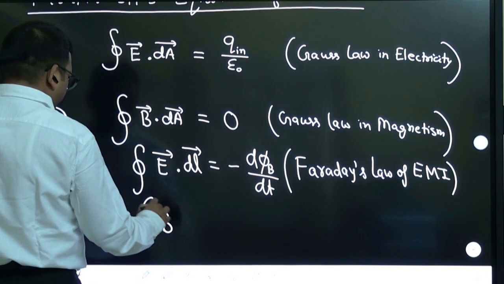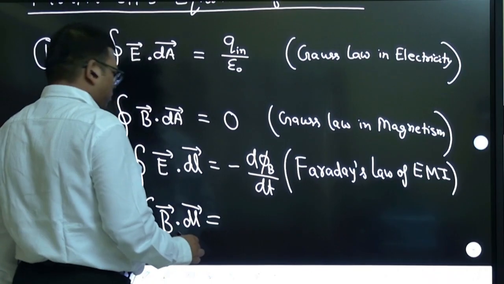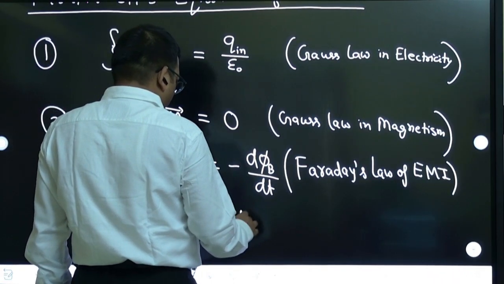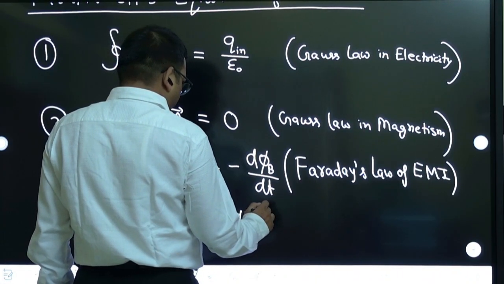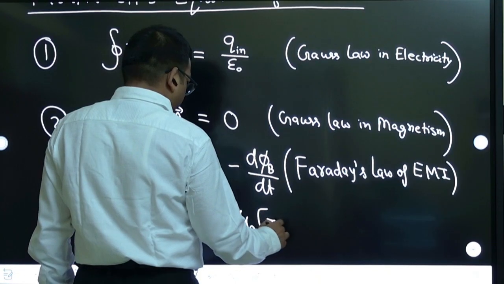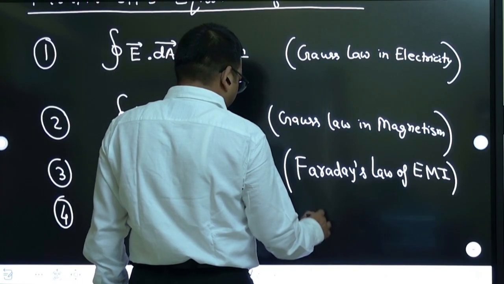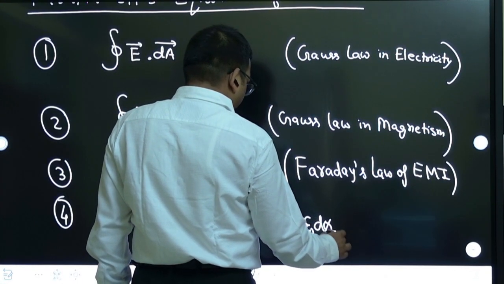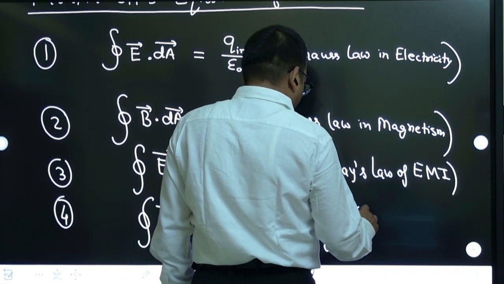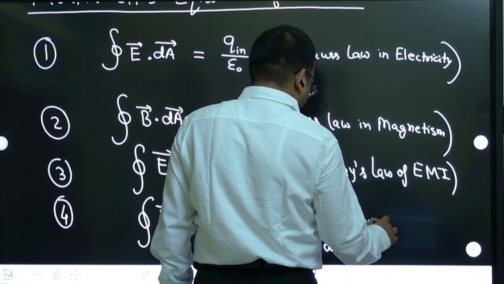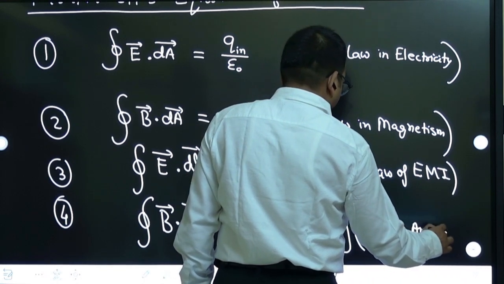The fourth one is similar to this, that is Ampere's circuital law. The integral of B dot dl over a closed path is mu naught times the current inside, which is written as I_C plus I_D. I_D is written as epsilon naught d phi E by dt. This is the Maxwell-Ampere law, or Maxwell-Ampere circuital law.